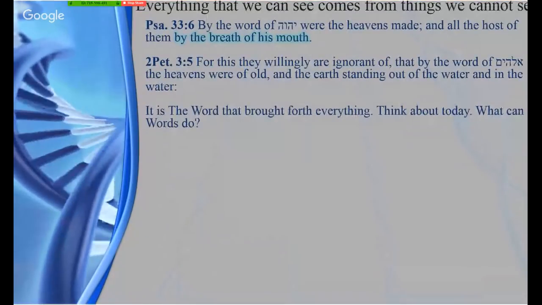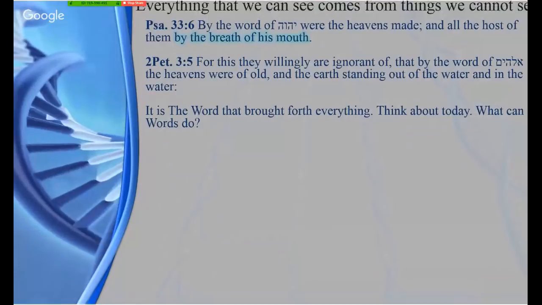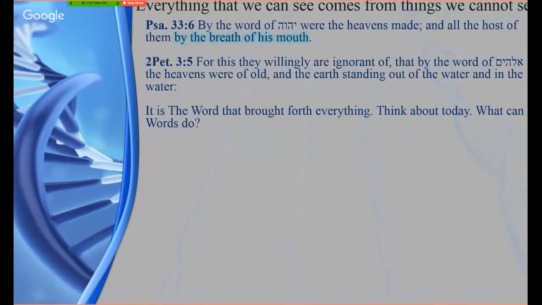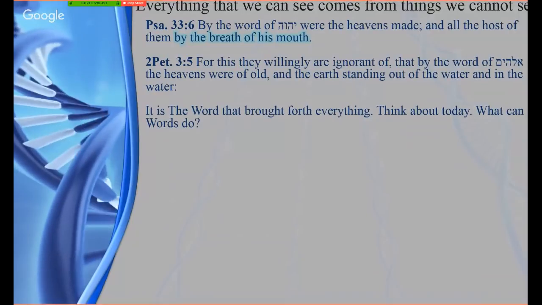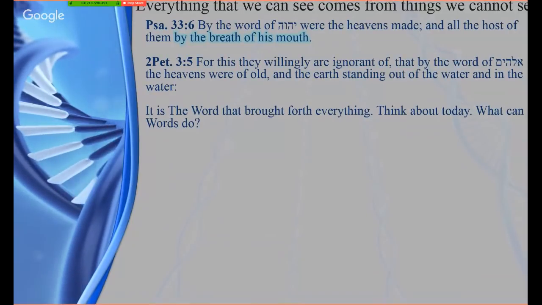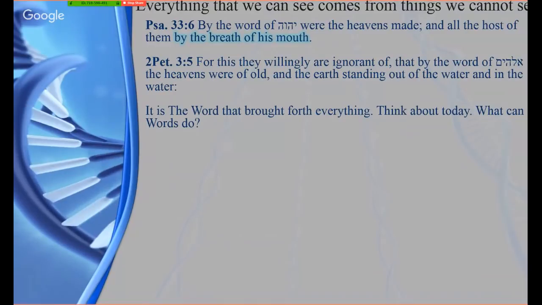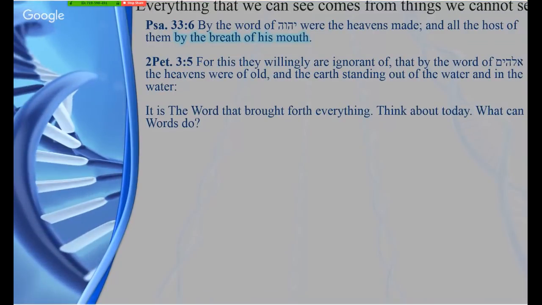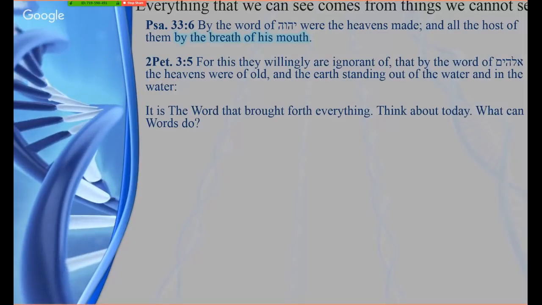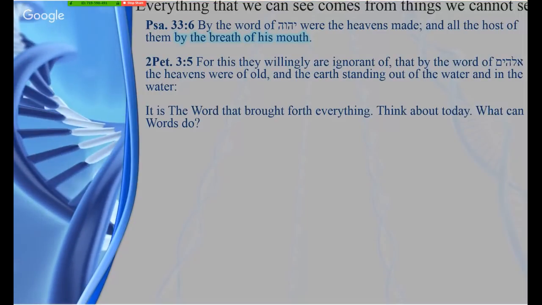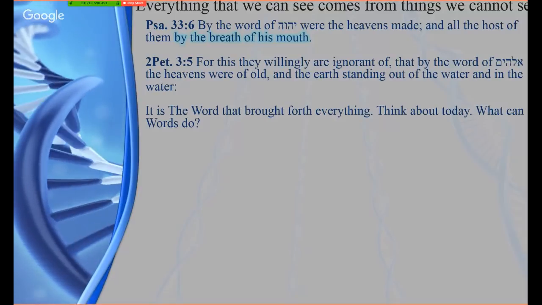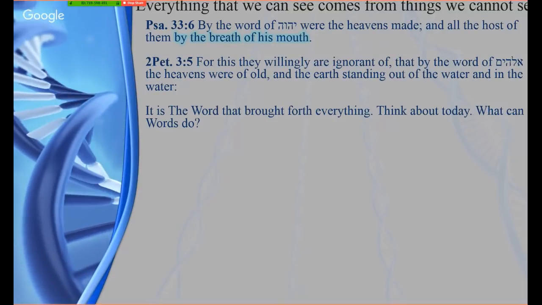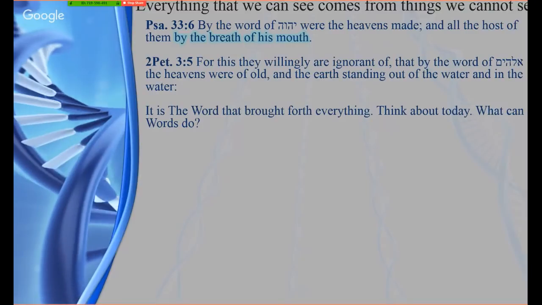Tehillim or Mizmor 33:6 says, by the word of Yahuah were the heavens made, and all the hosts of them by the breath of his mouth. Now, this is going to be very important. And then 2 Peter 3:5 says, for this they willingly are ignorant of, that by the word of Elohim the heavens were of old, and the earth standing out of the water and in the water. So it is the word that brought forth everything. Everyone should agree to that.